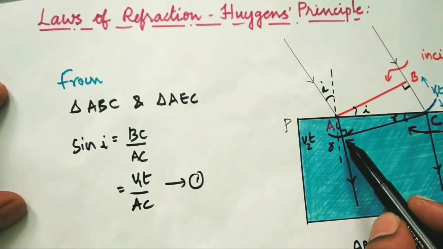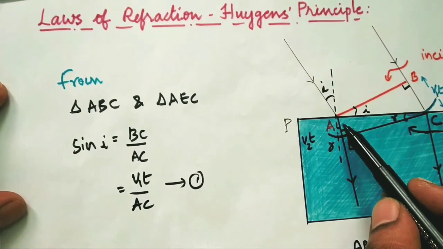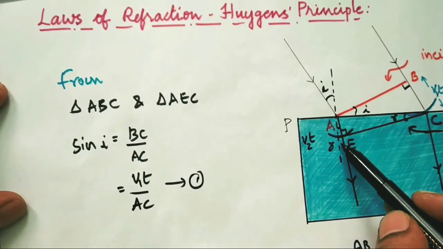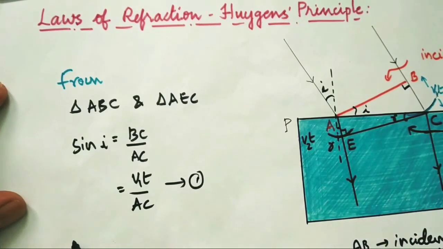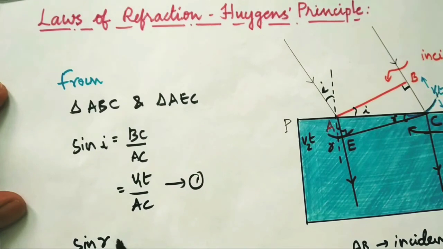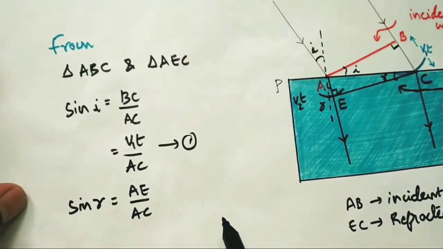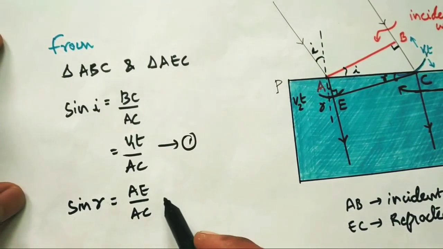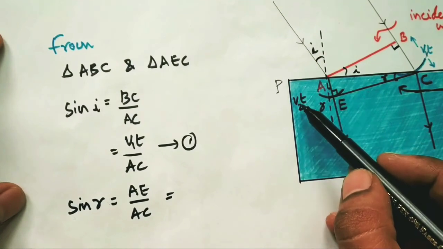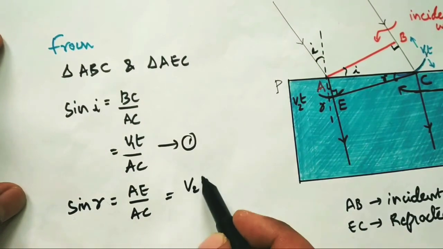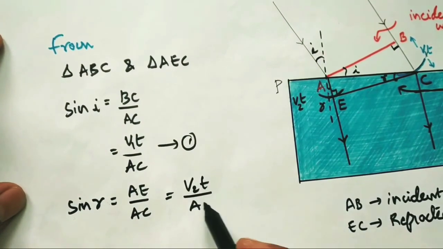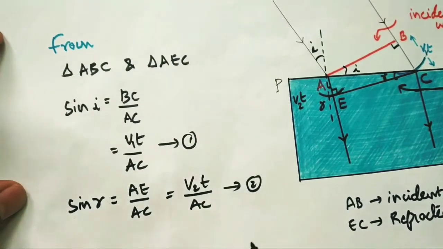Now from the triangle AEC, the angle R is formed over there, so sine R will be the opposite side by the hypotenuse, which is again the same, AC. It is also opposite to the perpendicular, AE by AC. We know light travels with the speed v2 in the second medium, so the distance traveled from here to here is v2t. So v2t by AC, where AC remains the same. Let's say this is equation number 2.